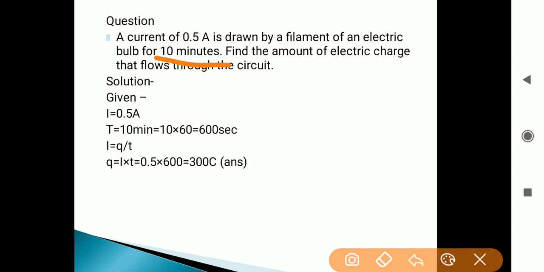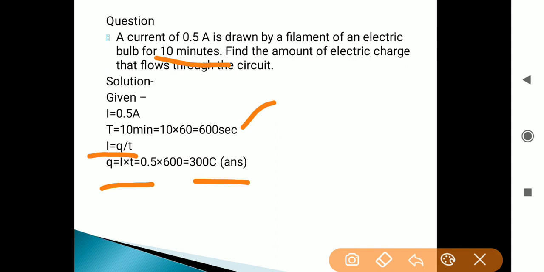So first of all we have to convert the minute into second, because the value of the current is given in the MKS system. We know that 1 minute is equal to 60 seconds. So the time of 10 minutes is 10 into 60, which is equal to 600 seconds in the MKS system. We have the formula I is equal to q by t. From that formula you will get q is equal to I into t. The value of I is already known. Put the values of I and t, and you will get the charge flowing is 300 coulomb. So this is example number 1 given in the NCERT.